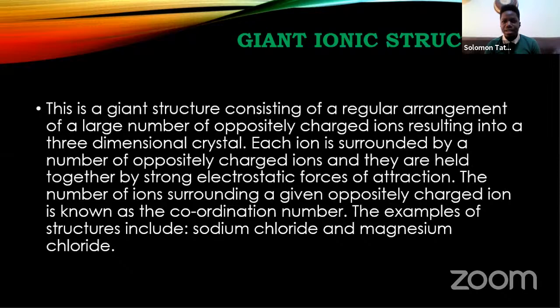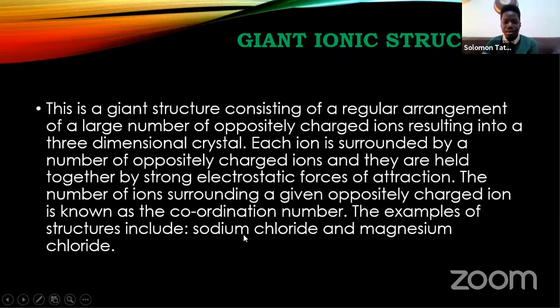Let's start with the giant ionic structure. This is the one that arises from electrovalent bonding or ionic bonding. This is a giant structure consisting of a regular arrangement of a large number of oppositely charged ions, resulting in a three-dimensional crystal. So this results in the making of crystals. Each ion is surrounded by a number of oppositely charged ions, and they are held together by strong electrostatic forces of attraction. The number of ions surrounding a given oppositely charged ion is known as the coordination number.